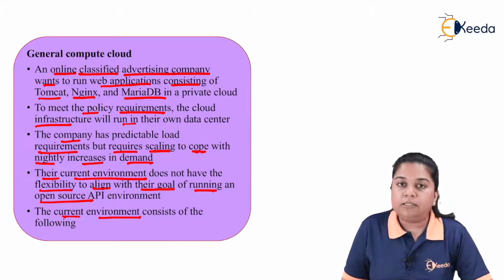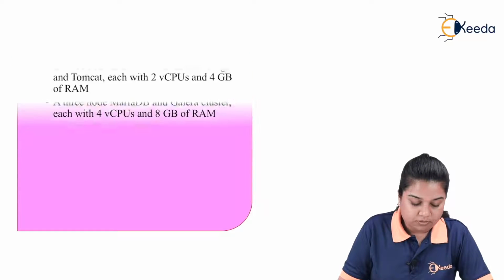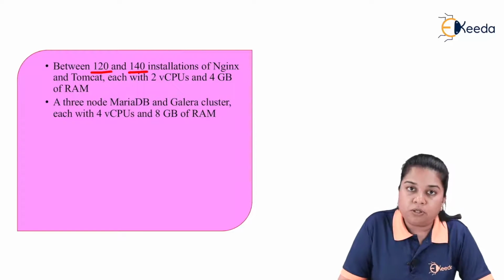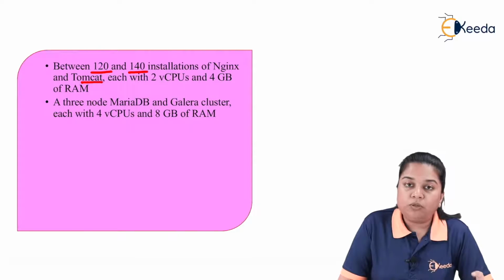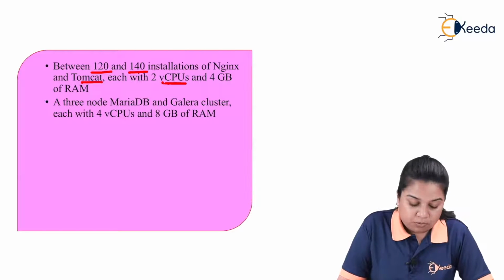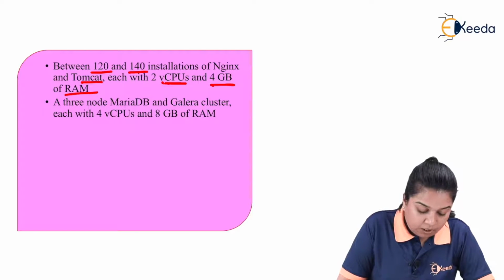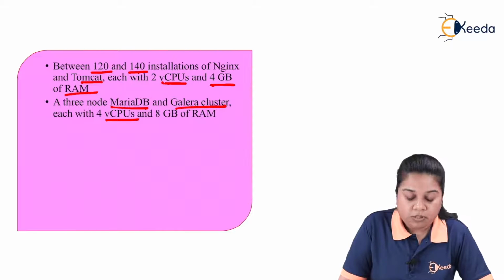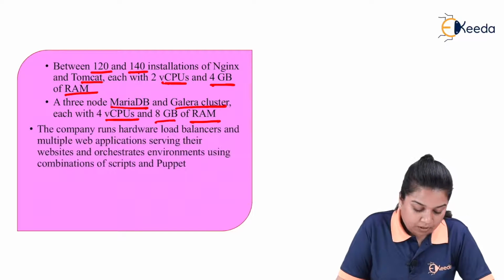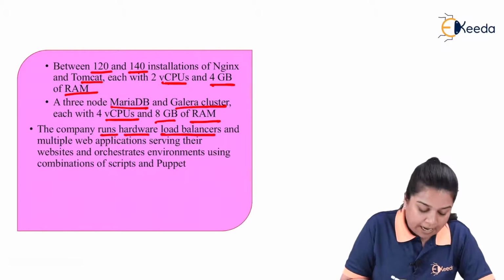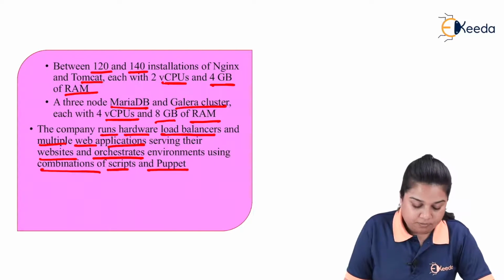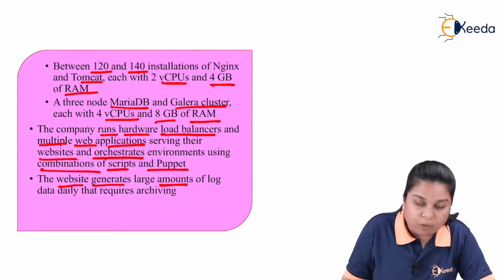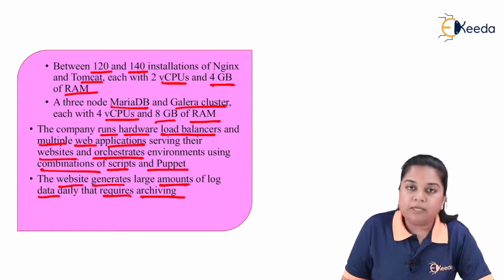The current environment consists of the following in this cloud. First, between 120 and 140 installations of Nginx and Tomcat, each with 2 vCPUs, that is virtual CPUs, and 4 GB of RAM. A 3-node MariaDB Galera cluster, each with 4 virtual CPUs and 8 GB of RAM. The company runs hardware load balancers and multiple web applications serving their websites and orchestrates environments using a combination of scripts and Puppet. The website generates large amounts of log data daily that requires archiving.